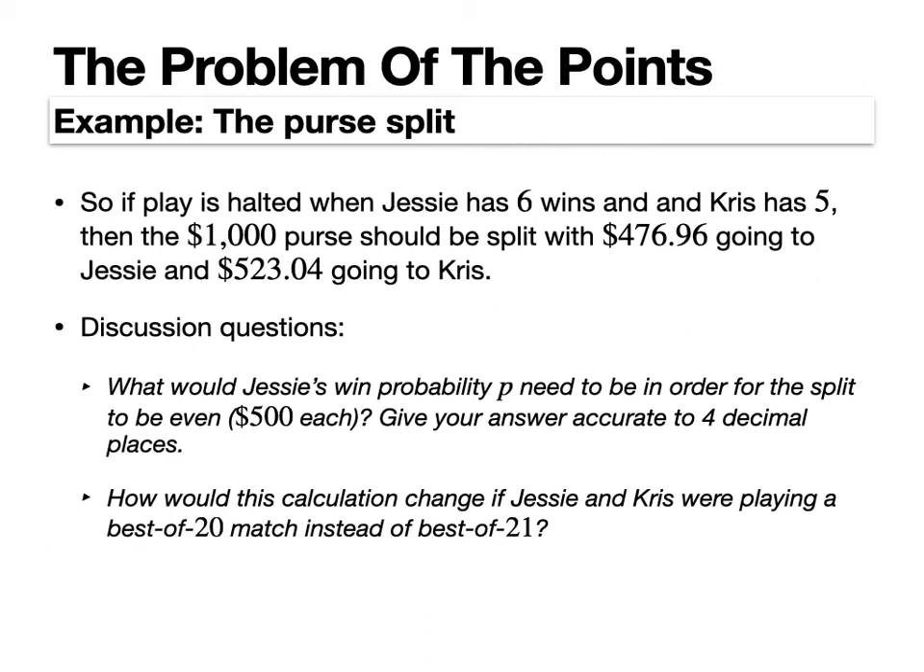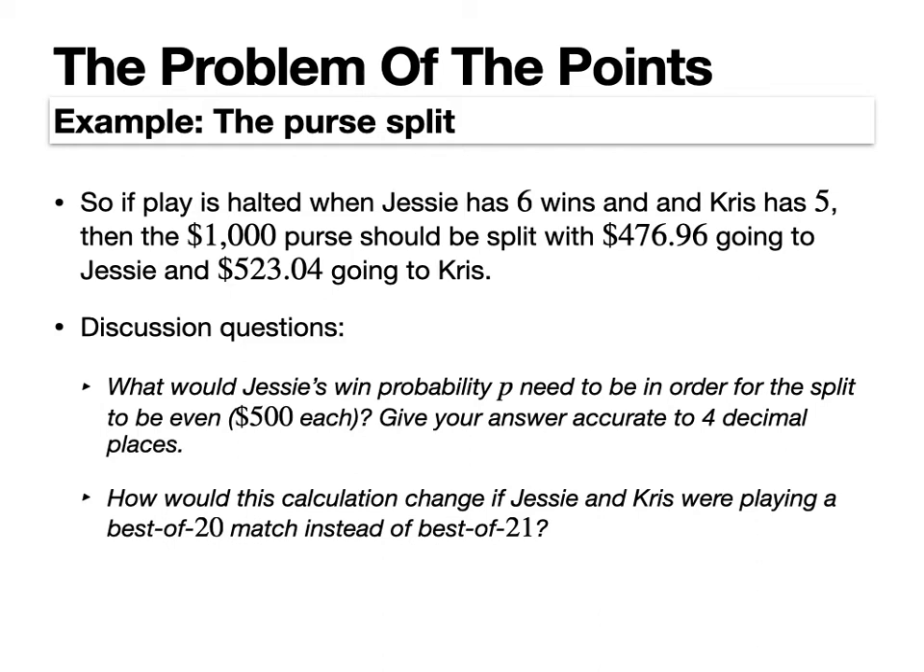So if play is halted when Jesse has 6 wins and Chris has 7, then the $1,000 purse would be split with $476.96 going to Jesse and $523.04 going to Chris, and those numbers are basically just proportional to each player's probability of winning the match had it continued.